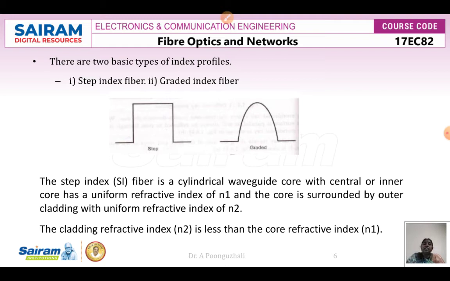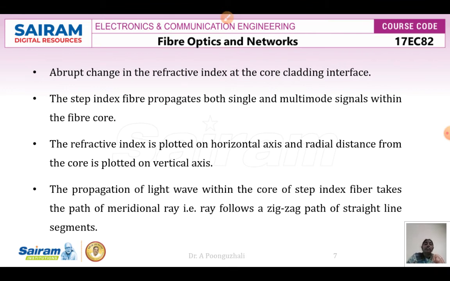First we will see the step index fiber. A step index fiber is a cylindrical waveguide core where the center, or the inner core, has a uniform refractive index N1, and the core is surrounded by the cladding, which has a uniform refractive index N2. The cladding refractive index N2 is less than the core refractive index N1. Because of the abrupt change when going from core to cladding, the energy is reduced. So here the step index comes into account.